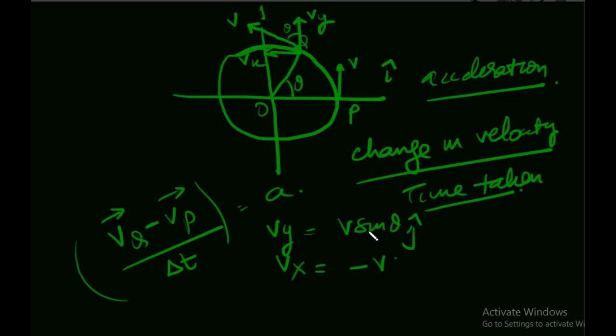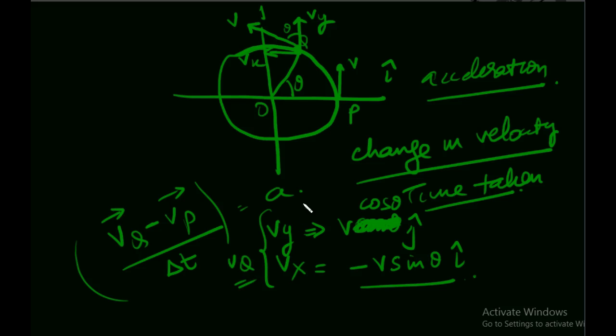Oh, I'm sorry. This actually was cos, because this is theta. And Vx would be equal to minus V sine theta i, right? So this is not sine theta, this is cos theta. Now Vy equal to V cos theta j and Vx equal to minus V sine theta i. So here at Q, this is the velocity.